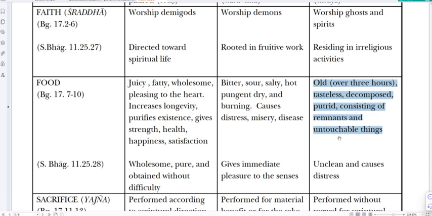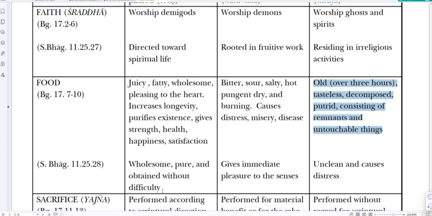Okay, we touched all that. Now we'll come to food in mode of goodness. Can you tell me which is mode of goodness food? Which are the foods in mode of goodness? Fruits, vegetables, sattvic food. Fruits, vegetables, grains, milk, ghee.